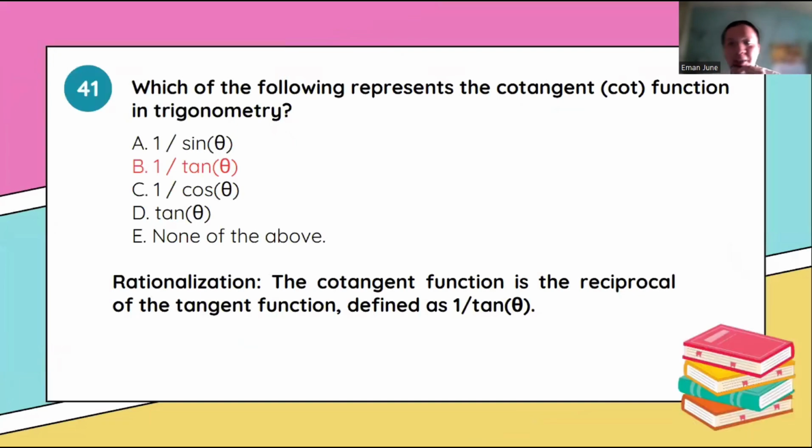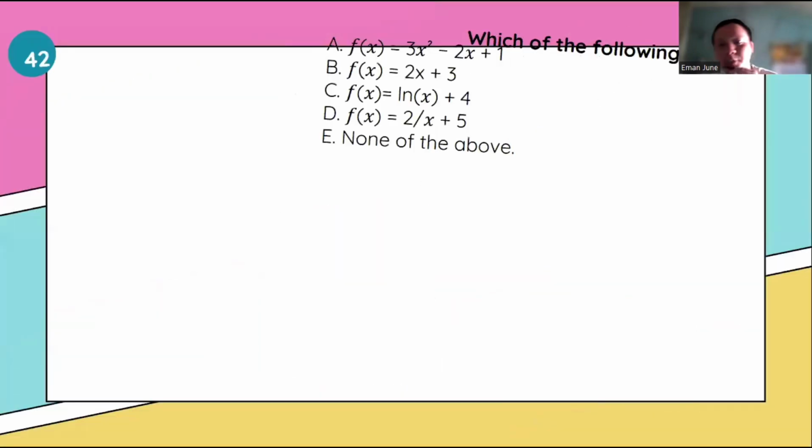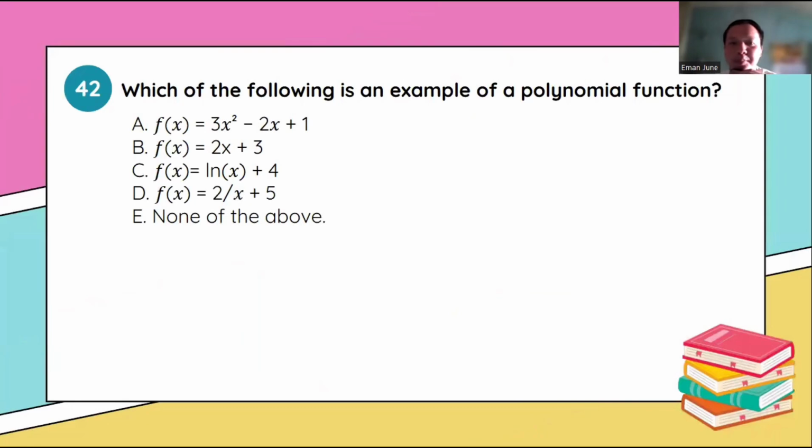So let's have the rationalization. What is letter B? The cotangent function is the reciprocal of the tangent function, defined as 1 over tan. So the answer for number 41 is letter B. And now let's proceed to question 42. Which of the following is an example of a polynomial function?